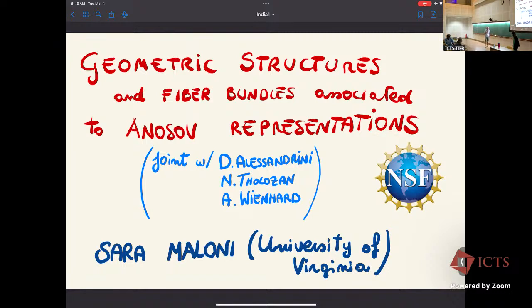So our first speaker today is Sara Maloni from Virginia, and she's going to be talking about geometric structures and fiber bundles associated to Anosov representations.